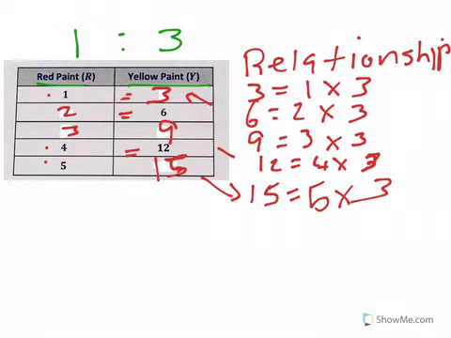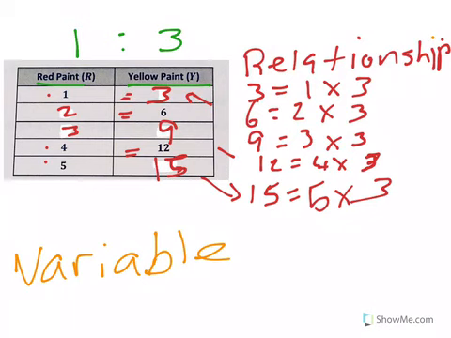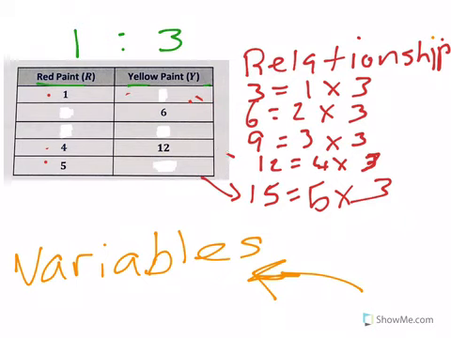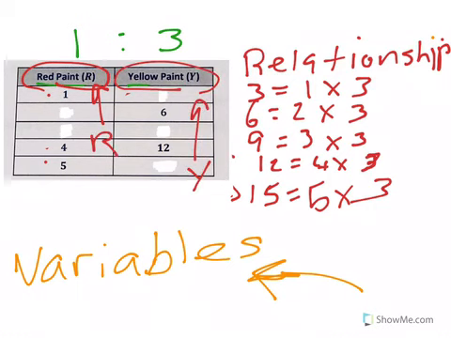Now, one thing I'd like to point out now that we've looked at this relationship is something we see in algebra and in other forms of math, but a lot in algebra, which would be variables. We had a bunch of empty spaces when we started, right? And in fact, I'm going to go ahead and erase those right now. You'll notice red paint, they've given it a letter, R, to represent the red paint. Yellow paint, they gave it a letter, Y, to represent the yellow paint.